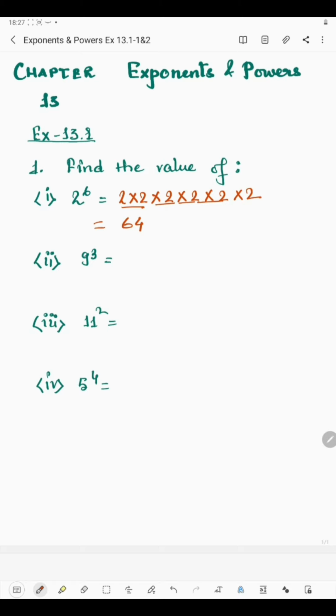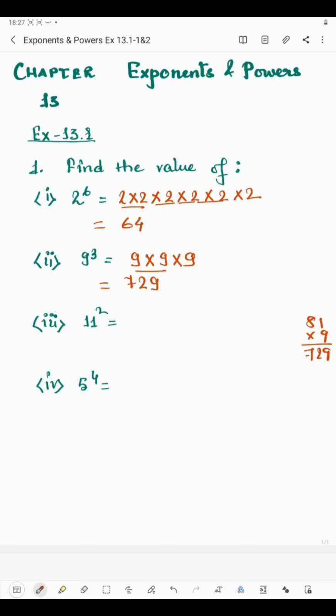Now in the second part we have 9 raised to the power 3. Here the power is 3, so we will write 9 three times. 9 9s are 81, 81 into 9: 9 1s are 9, 8 9s are 72. So it's 729. So the value of 9 cube, or 9 raised to the power 3, is 729.